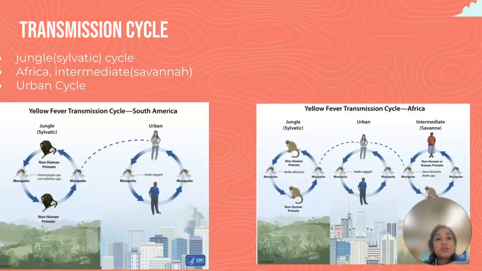Okay, so the transmission cycle has 3 parts. It consists of the jungle cycle, the African intermediate savanna cycle, and the urban cycle. The jungle sylvatic cycle involves the transmission of the virus between non-human primates like monkeys and mosquito species found in the forests. The virus is transmitted by the mosquitoes from the monkeys to the humans when the humans are visiting.